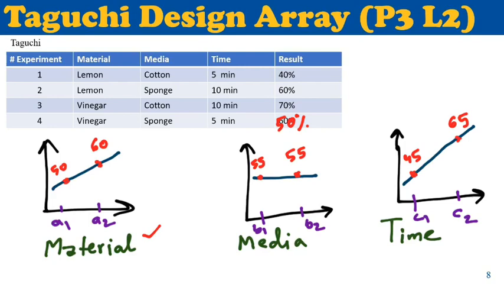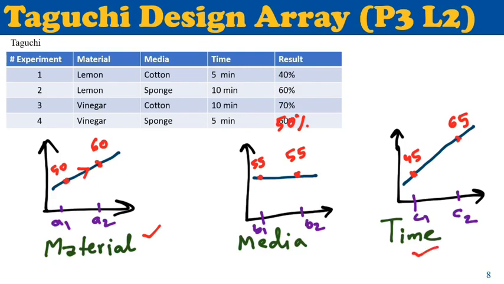So we see that for material, if we change from level 1, from lemon to vinegar, the effect on the total outcome is increasing. If we switch the media from sponge to cotton, the effect is still 55 to 55. So there is no effect if we switch from cotton to sponge.